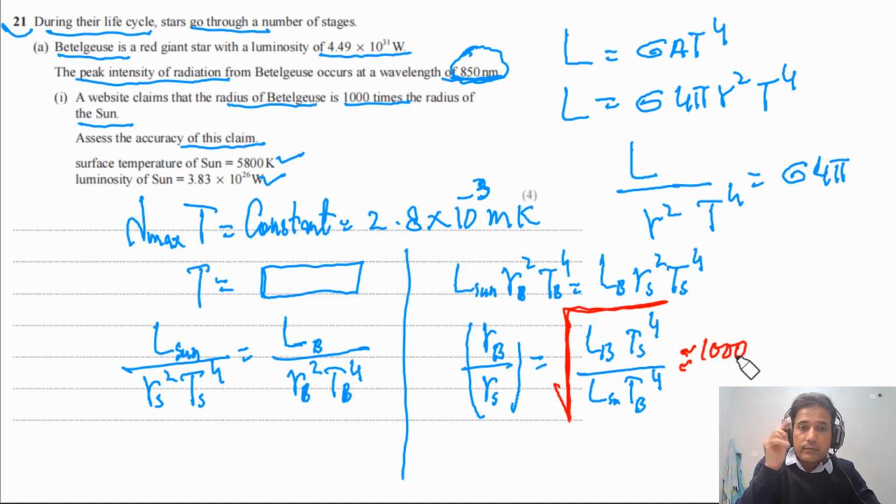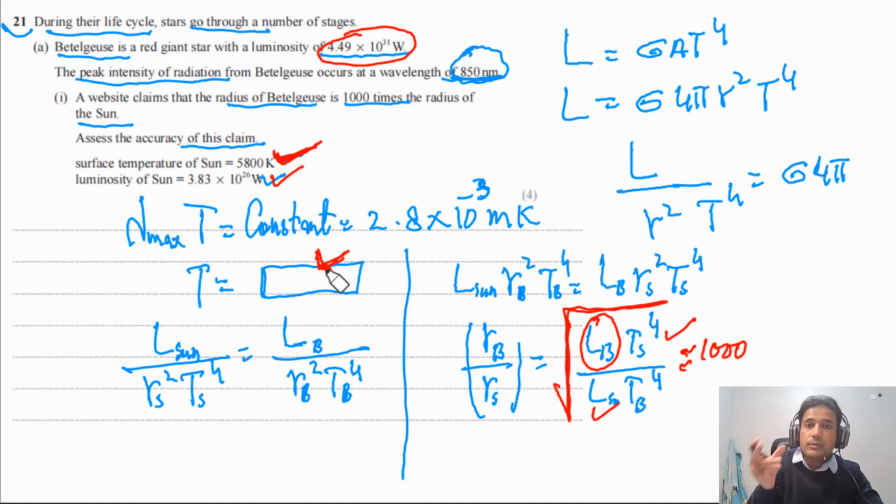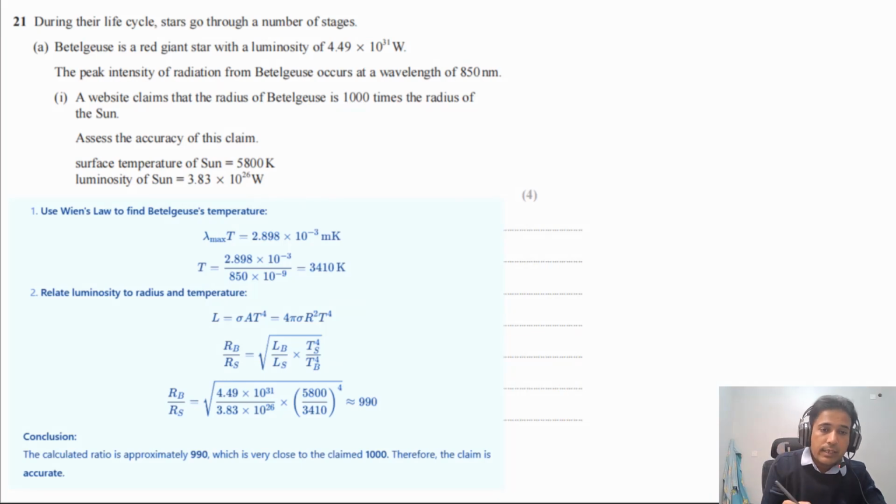Now we simply need to plug in values. So for the luminosity of Betelgeuse, we have this. We have found the surface temperature of the Sun, so we can plug it in here. Luminosity of the Sun we can plug in here. And temperature of Betelgeuse we have found from here. Now simply plug in and find the answer. So this is how you need to approach the problem. I hope this makes sense to you. Now let me show you the answer with numbers, how you need to calculate. So this is how you will get the final answer.